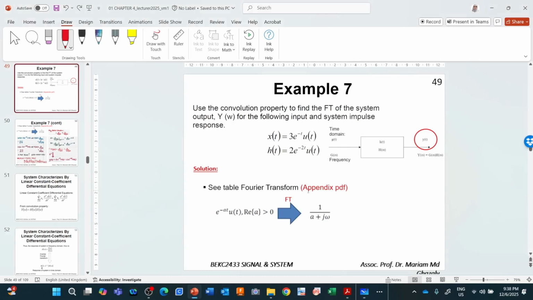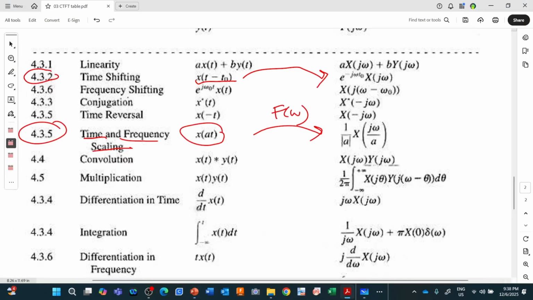use convolution property to find the Fourier transform of the system output Y(omega) for the following input and system impulse response. So they give you x(t) and h(t), and they ask you to find the output in frequency domain only, which is Y(omega). The table you are going to refer to is this one in the appendix. Later we will compare it, and see why we want to use that table.